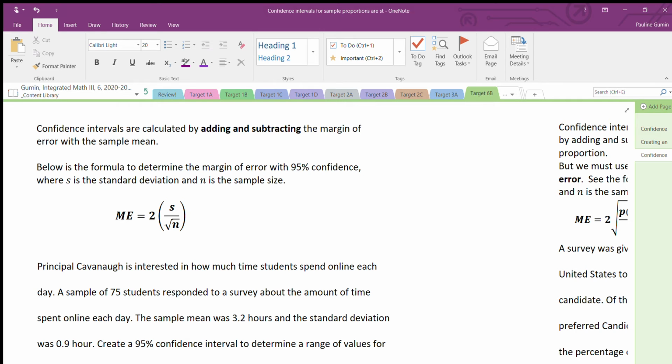We do this because a confidence interval gives us a nice range where we can estimate a population's mean, or the population's average, its proportion, will be. So we can say it with 95% confidence for our lessons. So that's what we're going to do. We're going to determine a margin of error with 95% confidence.